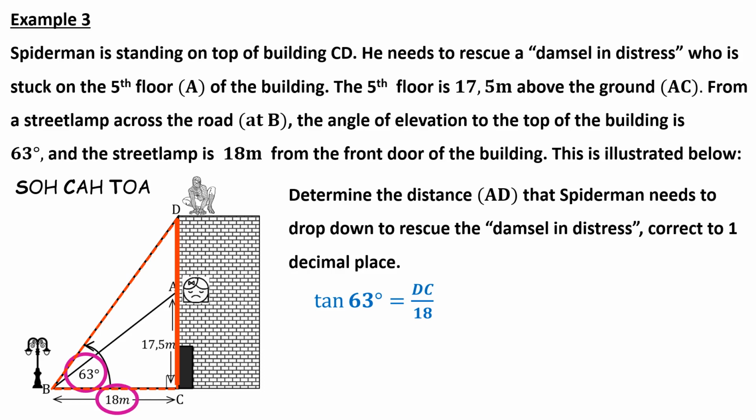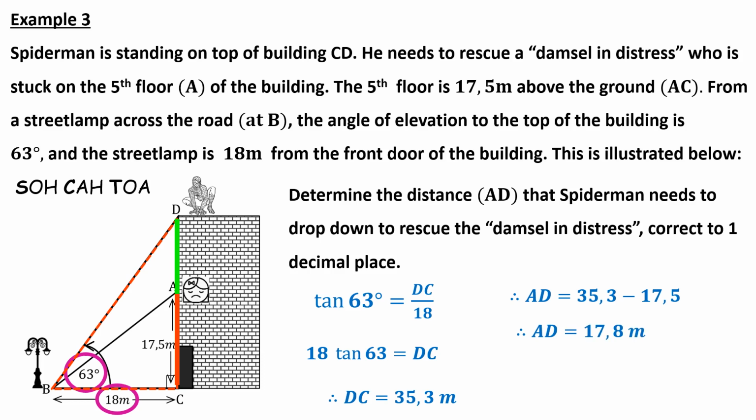So if I want to calculate DC, I'm going to multiply 18 on the left-hand side. So I get 18 times tan 63. If I type that into my calculator and round off to 1 decimal place, I get 35,3 meters. But that's the whole distance DC, and I only need the top portion. But I know that the bottom piece is 17,5 meters, so if I subtract that from 35,3, the top piece, the little piece that Spider-Man has to drop down, is equal to 17,8 meters.